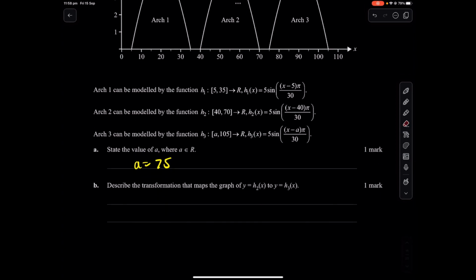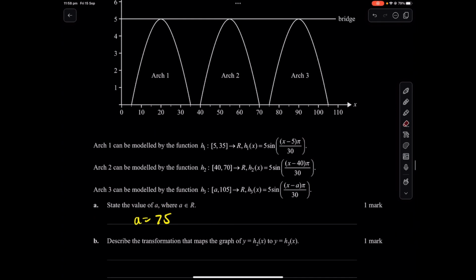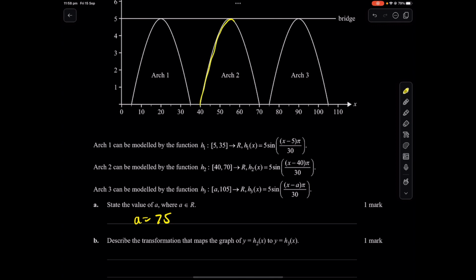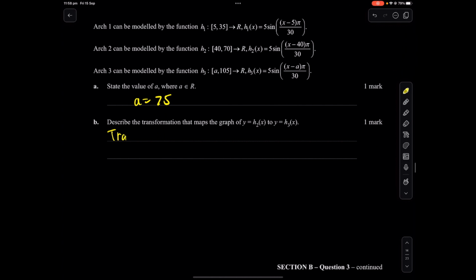Describe the transformation that transforms the graph of h2 of x to h3. So this arc over here, this over here. Okay, so it's just a translation. Well, it starts over here, 40, and we want it to move to this point over here, which is 75. So 75 minus 40, which is 35. Translate it 35 units to the right, and we should get that. So we can just say translation of 35 units in the positive x-axis. That should give the mark.